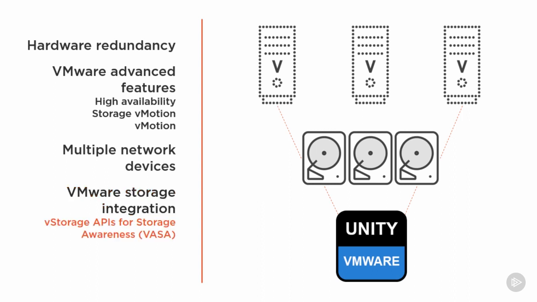One of those integration functions is the vStorage APIs for Storage Awareness, or VASA. What that does is it does a detection of the underlying physical hardware and can provide information about the speed, class, and RAID configurations of the storage that's underlying. It has several other useful functions as well, but those are the highlights.